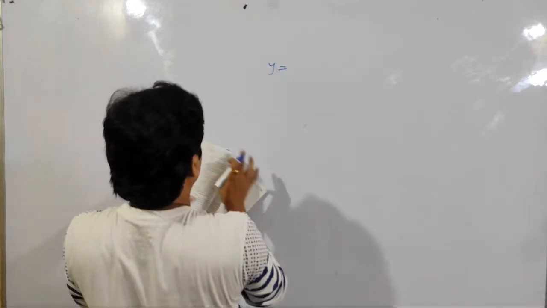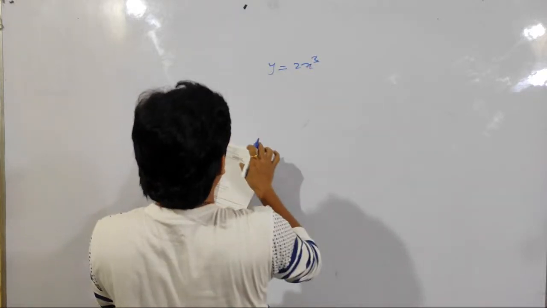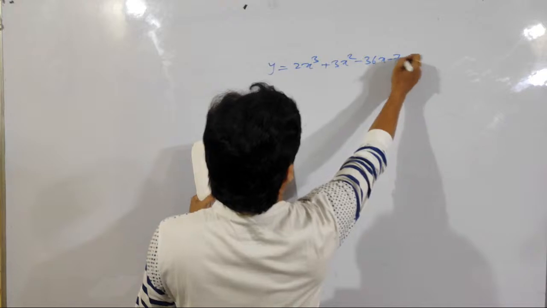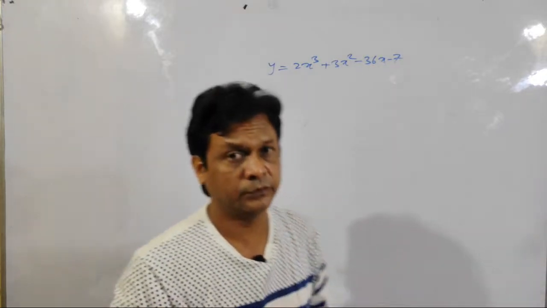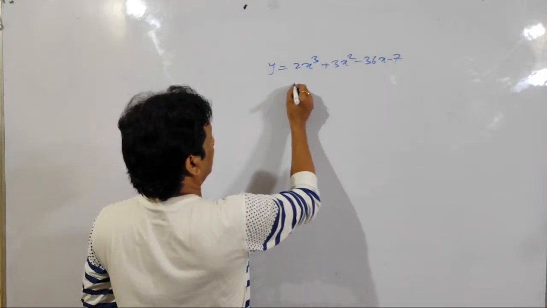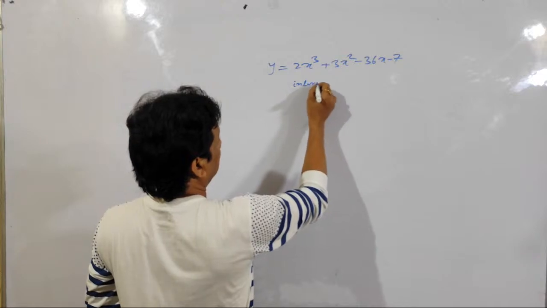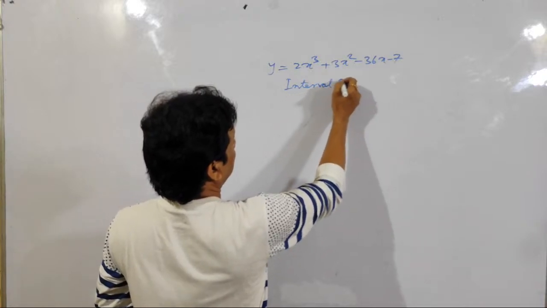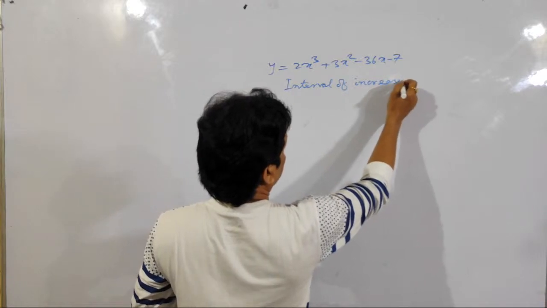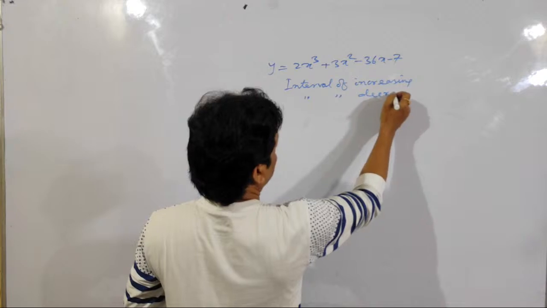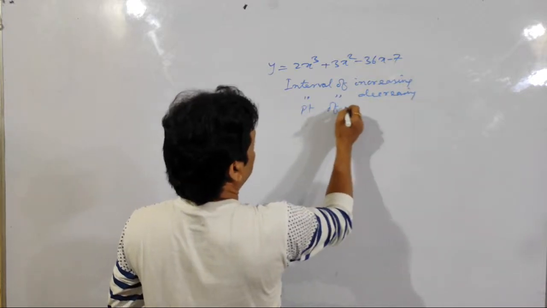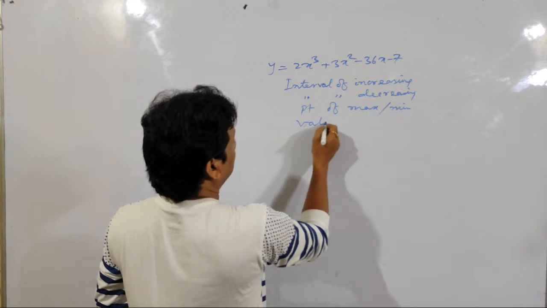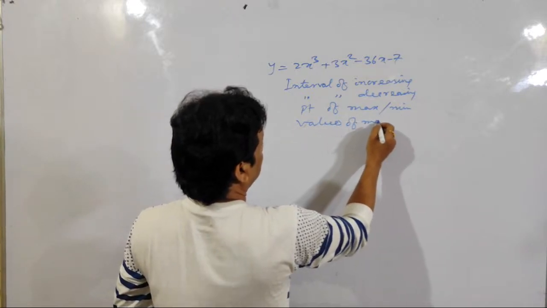I will give you like this: y is equal to 2x cube plus 3x square minus 36x minus 7, and you have to find out the interval of increasing, interval of decreasing, point of maxima or minima, values of maxima or minima.